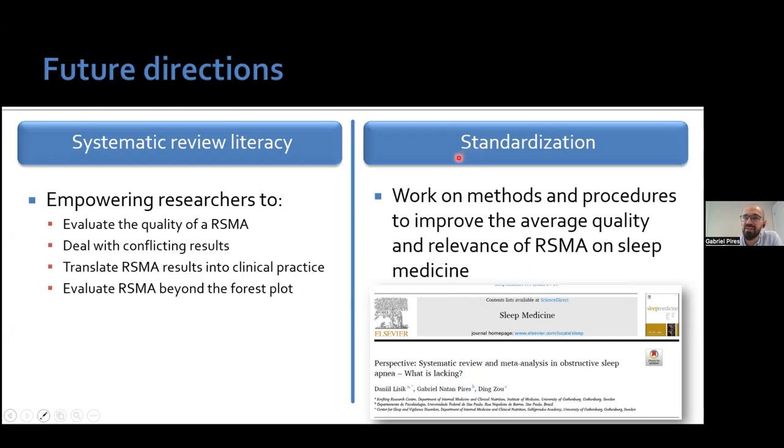The second one is standardization. Since the methodology, the quality of the methods, are a problem, we have to have specific guides in sleep medicine telling people how to perform their systematic reviews. This is one paper I published with Ding Zhu, a pulmonologist from Gothenburg in Sweden, trying to standardize the publication or the performance of systematic reviews in obstructive sleep apnea. This is one first step, and we should go way beyond that.